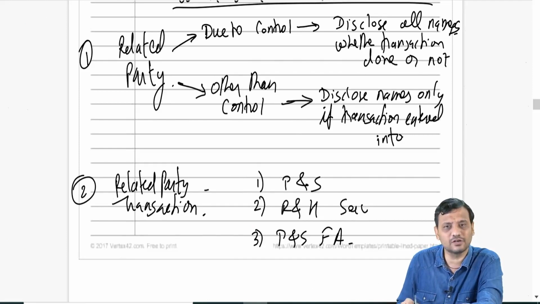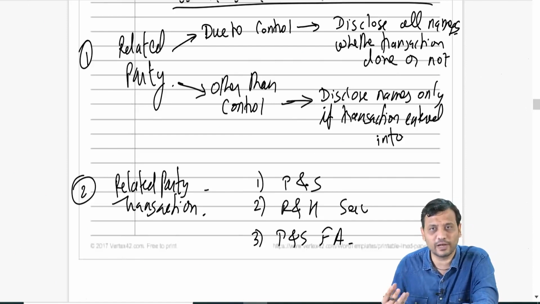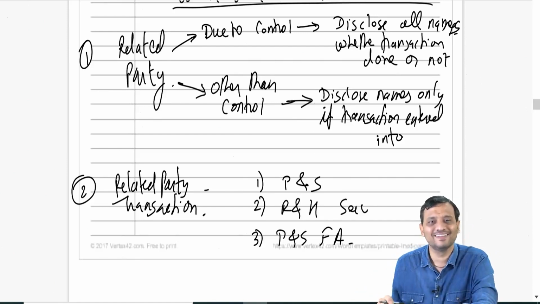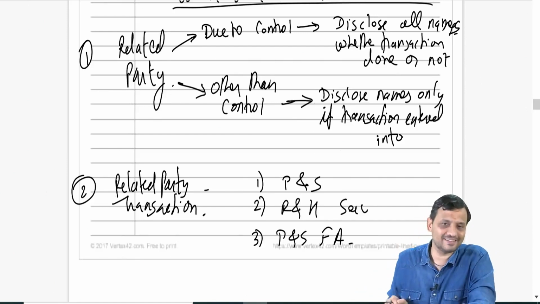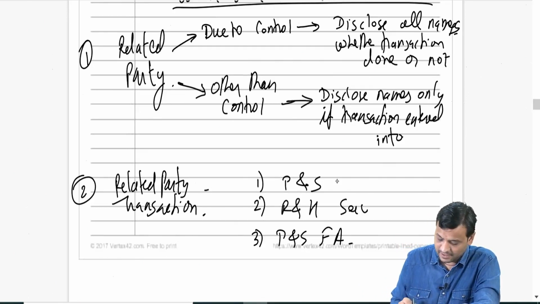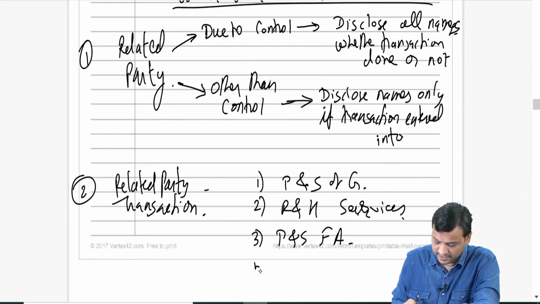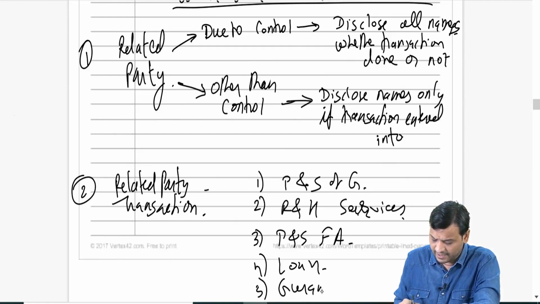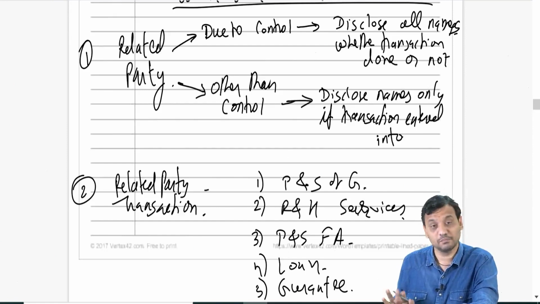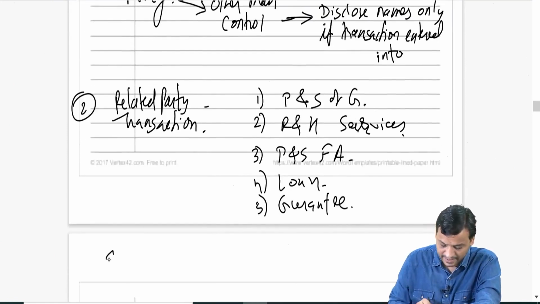See, I am writing shortcuts, please. This is just a revision lecture. So, I hope you are not writing along with me. I am writing just to give you an idea. These are some important points. Purchase and sale of goods, services, fixed assets, loan given, loan taken, guarantee, finance agreement, hire purchase and all those things. But then comes exemption from disclosure.